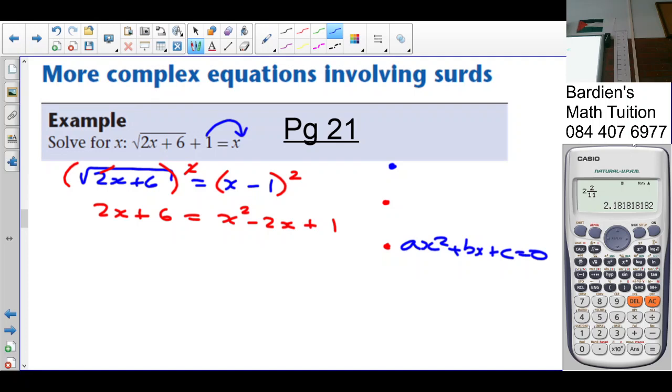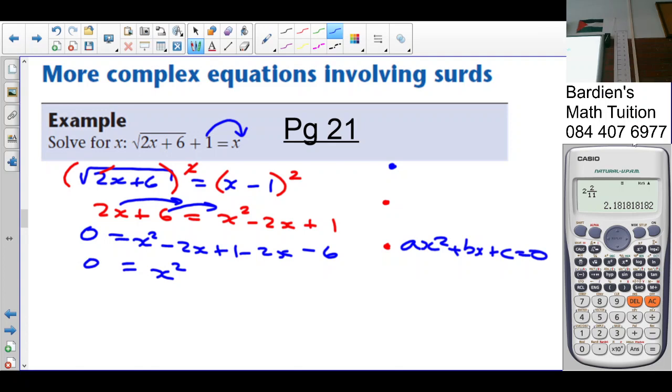You all okay with that? So how do I do that? By taking 2x and 6 over. So you get 0 is equal to x squared minus 2x plus 1 minus 2x minus 6. Add like terms: x squared, minus 2x minus 2x is minus 4x, and 1 minus 6 is negative 5. You all agree with that?